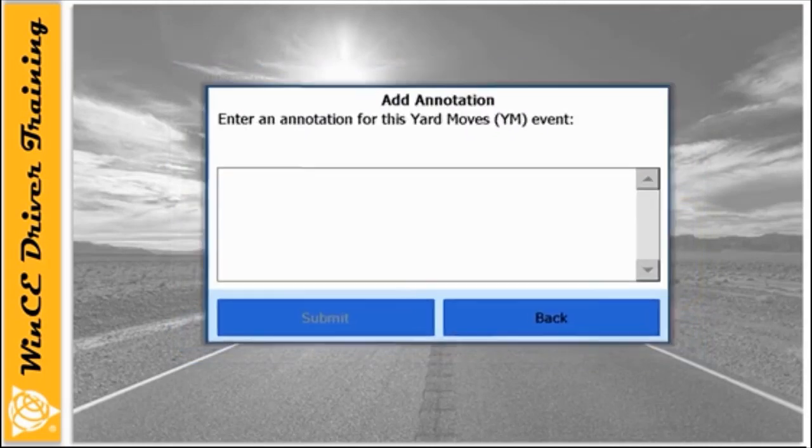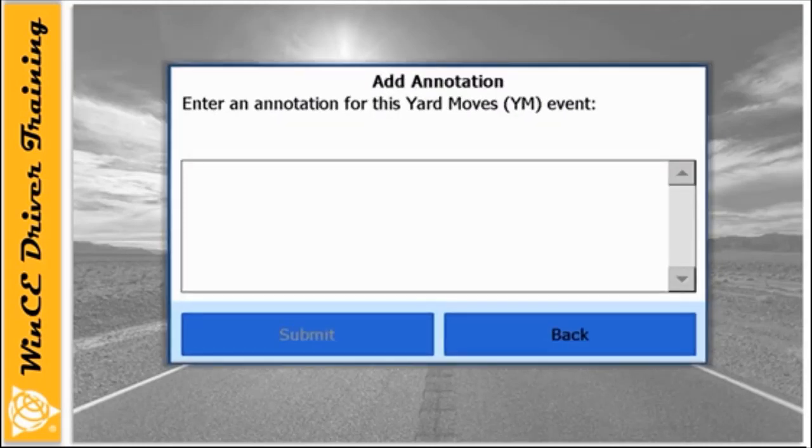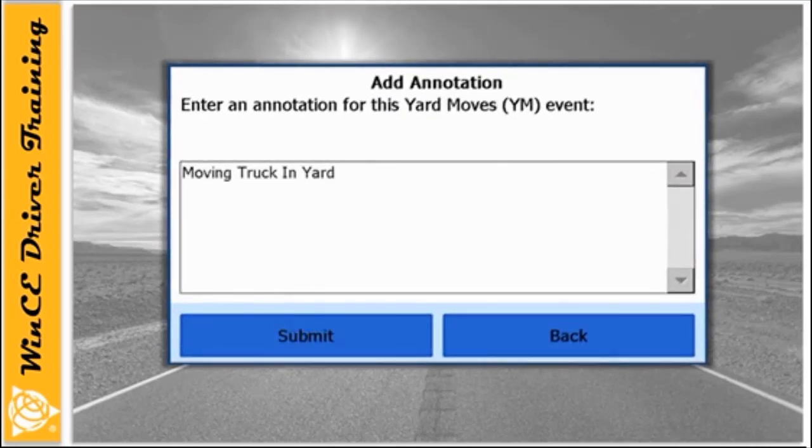When entering a yard movement status, you will be required to annotate the yard movement event. This annotation will copy over to your log. After you enter an annotation, you will click on the Submit button. Click on the Submit button now.